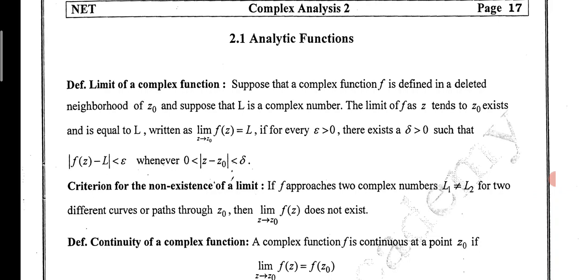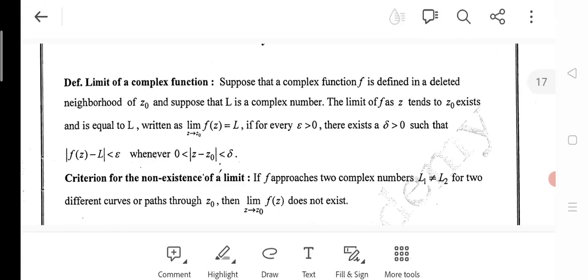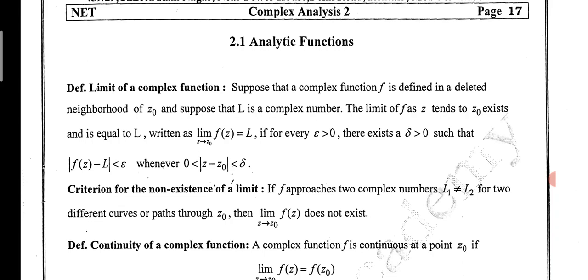आज के लेक्चर में हम क्या देखने वाले हैं कि एनालिटिक फंक्शंस. This is a very important topic for CSIR, NET, GATE, SET, other examinations. Such an important chapter. What is an analytic function? Before starting analytic functions, some basics are needed.